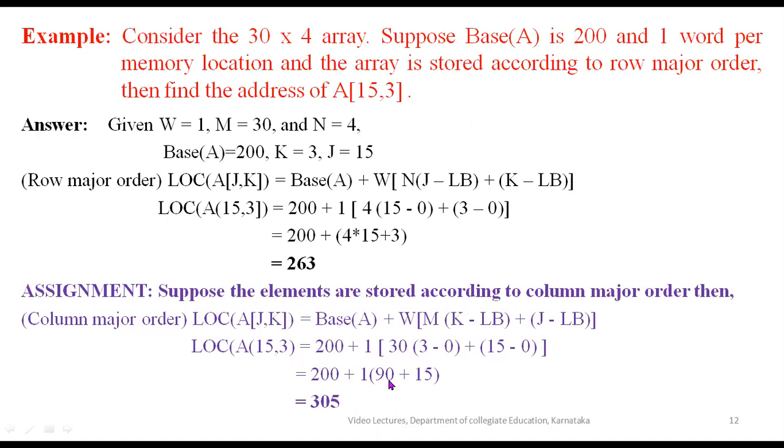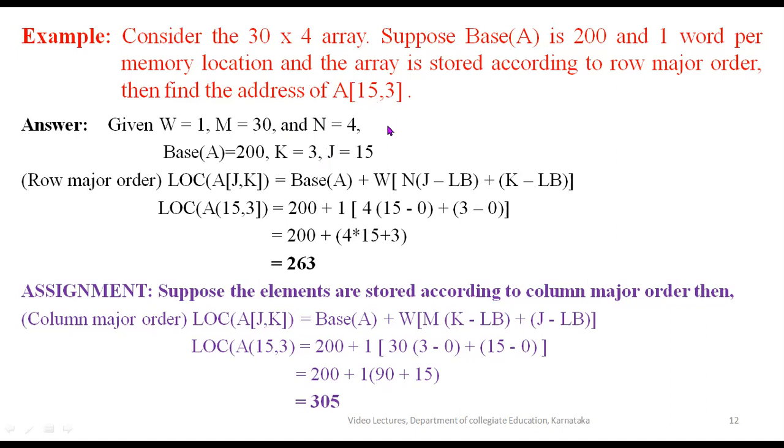Let us try to solve some problems. So consider a 30 into 4 array. Suppose base of A is 200 and one word per memory location, and the array is stored according to row major order. Then find the address of A of 15, 3. So in this problem, we are given M as 30, N as 4, base of A as 200, W is equal to 1. So location of A of 15, 3 means J value is 15 and K value is 3 here.